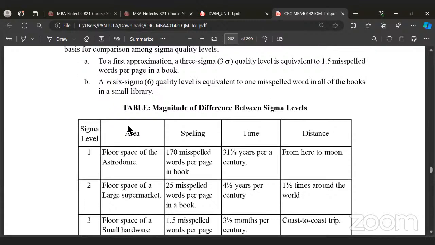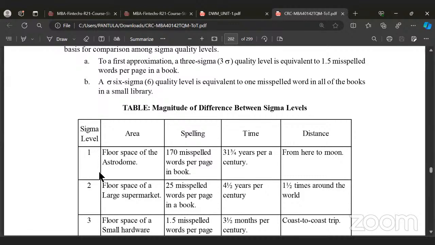You can see here the magnitude and difference between Six Sigma levels across area, spelling, time, and distance. Sigma level 1: floor space of an astronaut, no floor space. Next, 170 misspelled words per page, 31.3 years per century, and the distance from here to the moon. This is level 1.